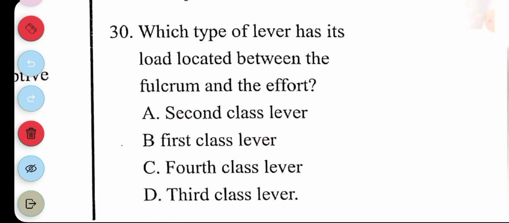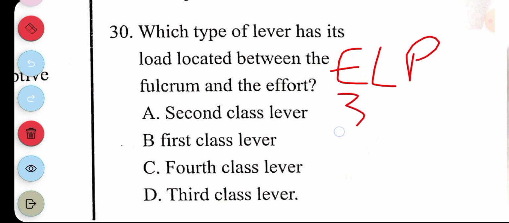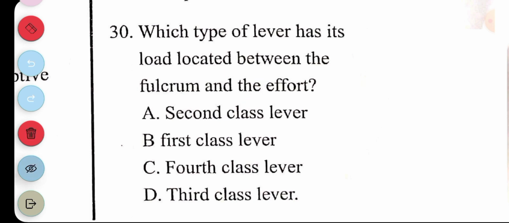30. Which type of lever has its load located between the fulcrum and the effort? So there's a simple mnemonic to this: E, L, P, 3, 2, 1. A is second class lever, B is first class lever, C is fourth class lever, D is third class lever. So which one is located in between? What type of lever has its load in between? So if the load is in between, then it means it's the second. So the answer is A.